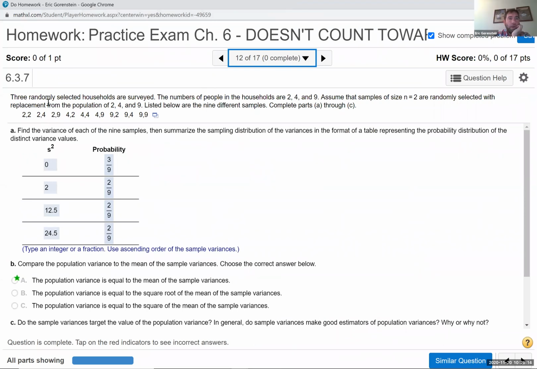So 3 randomly selected households are surveyed. The number of people in the households are 2, 4, and 9. Assume that samples of size 2 are randomly selected with replacement. Listed below are the 9 different samples. Okay, so first thing I'm going to do is copy this over to Excel.